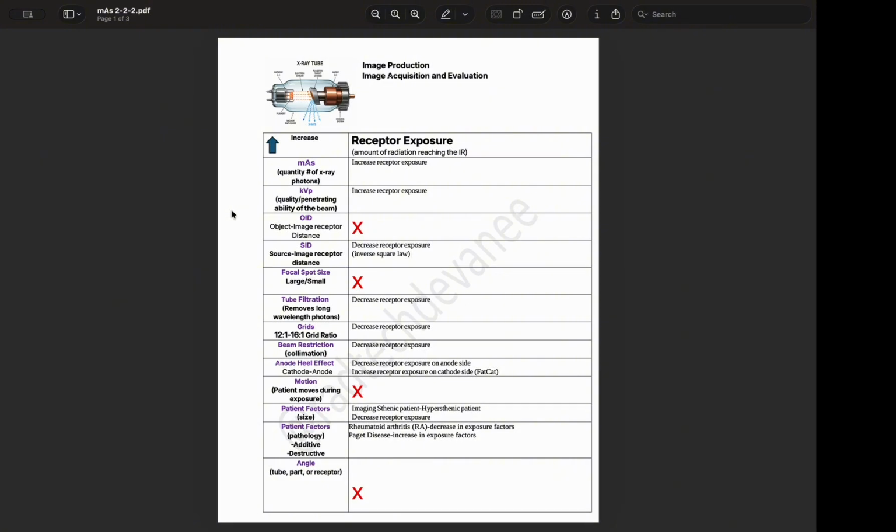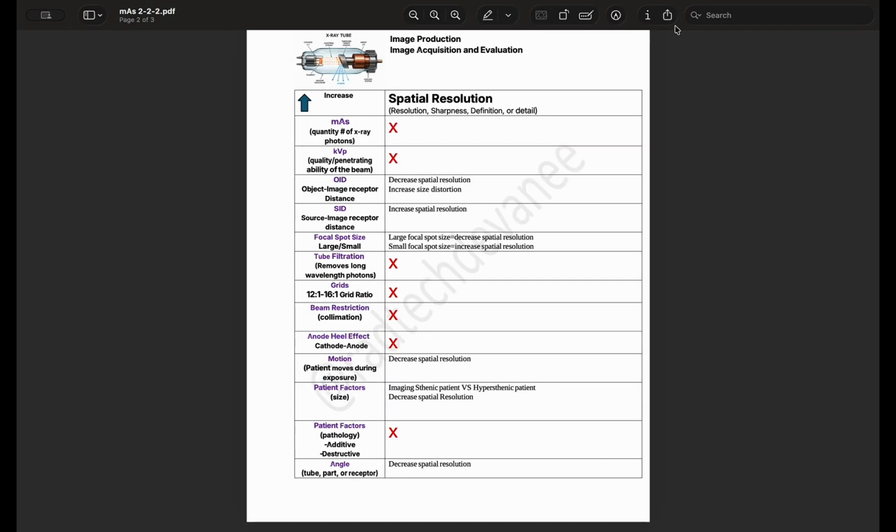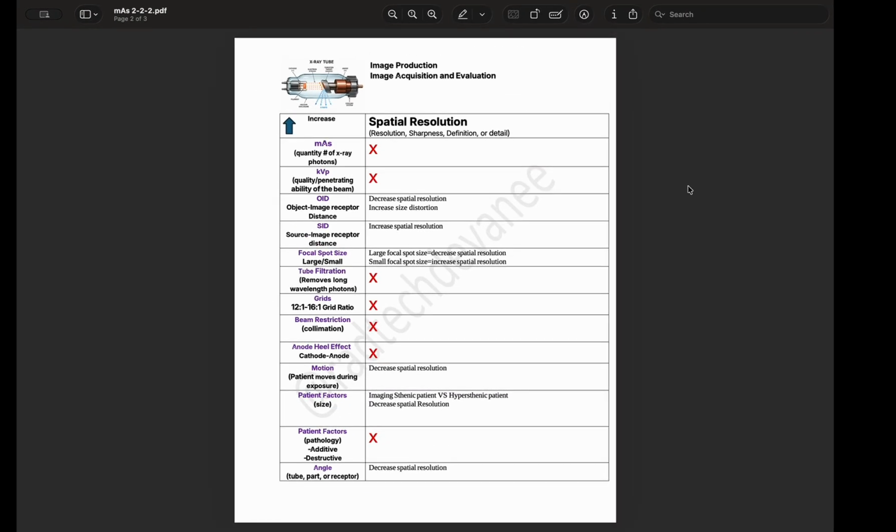Next, we have angling the tube, part, or receptor, and that has no effect on our receptor exposure. Next, I'm going to talk about spatial resolution. So think of sharpness, good detail on our image. And again, increasing all these factors, I'll let you know which ones affect spatial resolution. mAs and kVp do not. OID and SID definitely.